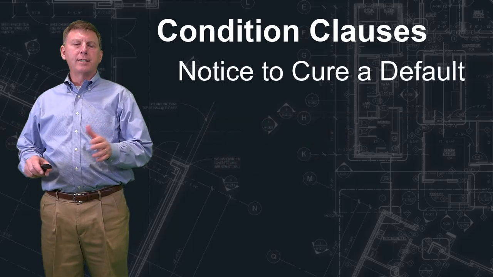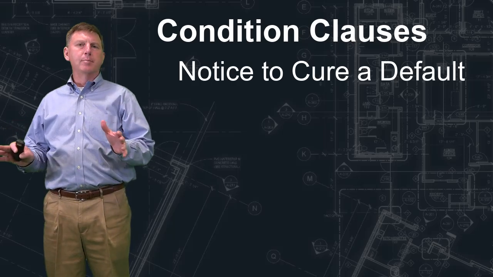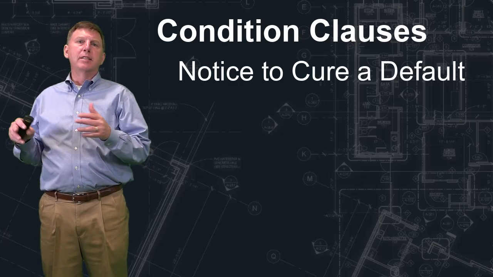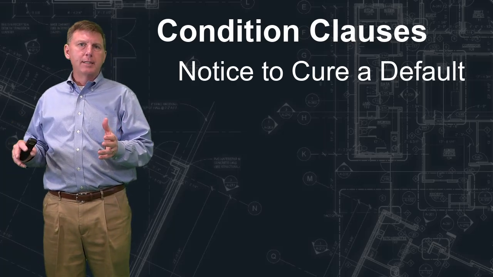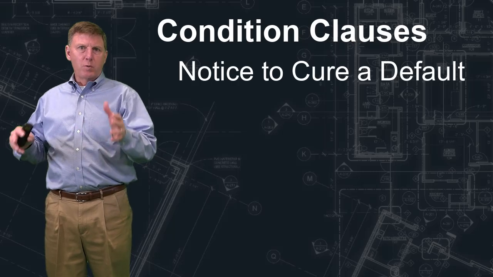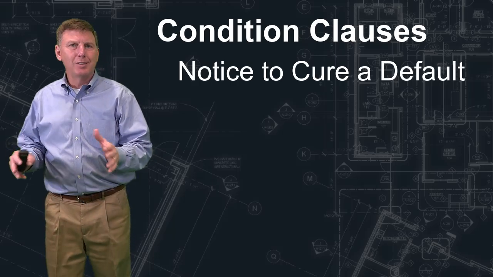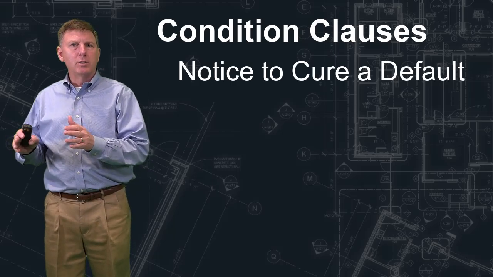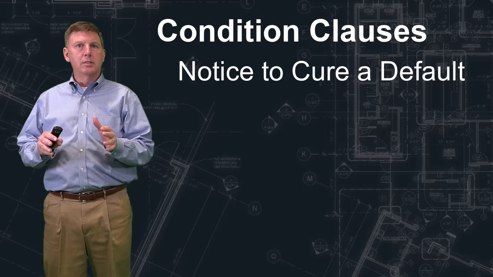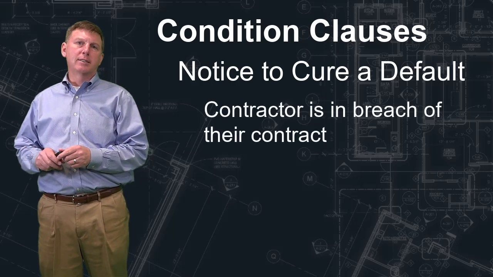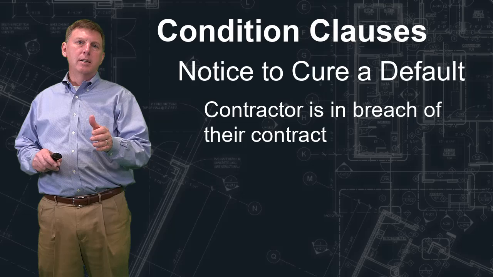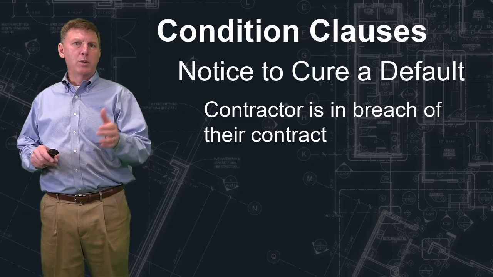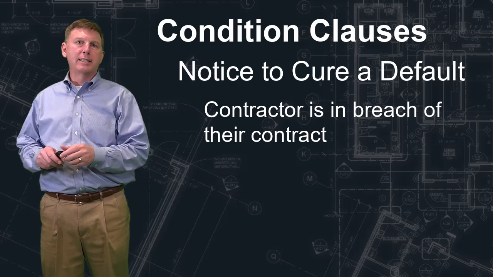When you're working on a project, not everything goes right every time. Sometimes your subs don't show up on time. Sometimes the material isn't the quality that you expected. Lots of things happen. You try to correct them as quickly as possible. It doesn't all go perfect. But when things go wrong often, then you could be in default of your contract. And there's a clause that's about notice to cure a default. And it's going to tell you what you need to do when you get a notice like that.